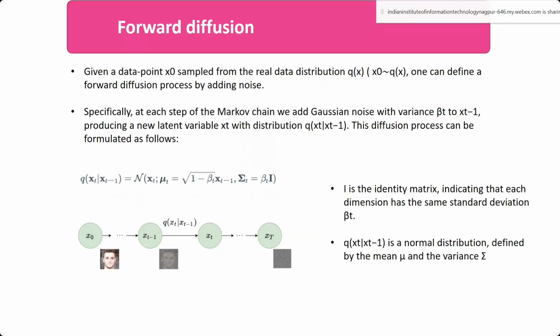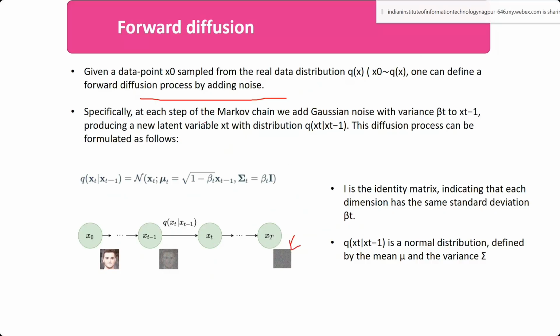So this is how your forward diffusion process will look. Given a data point x0, a sample from the real data distribution, one can define a forward diffusion process by adding noise at each time step. You take the x0 image and add a small amount of noise, then you get the next image. Then again a small amount of noise to get xt. You continue until you get a completely noisy image.